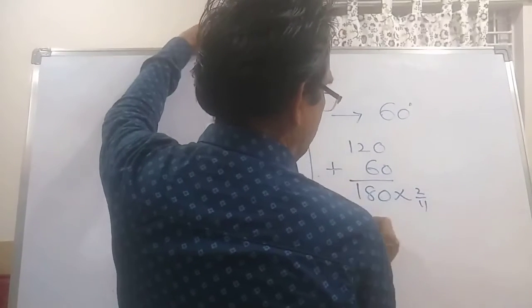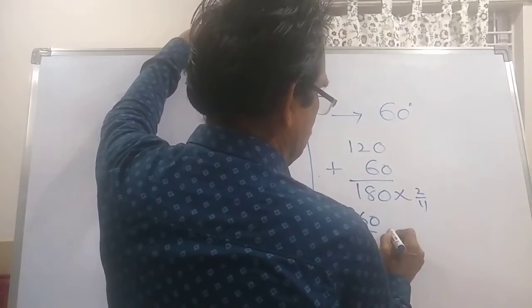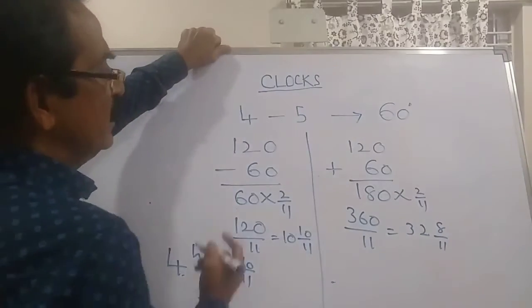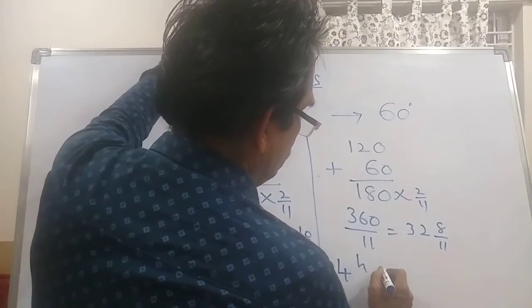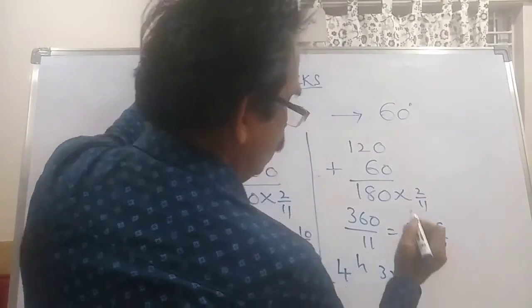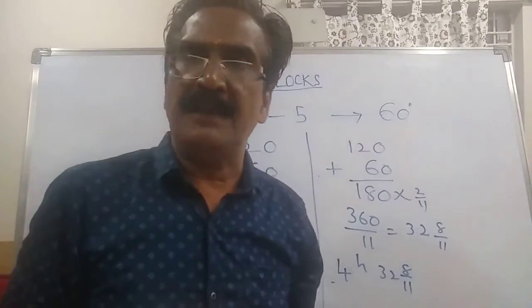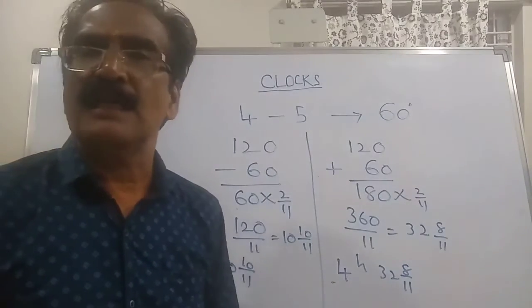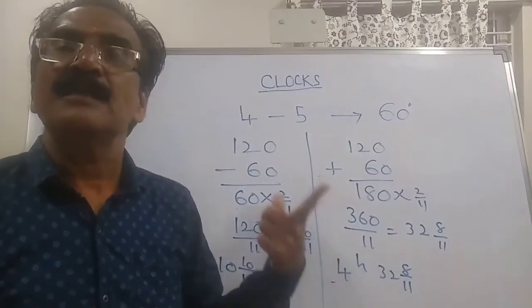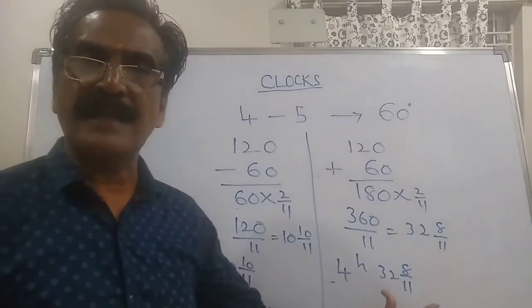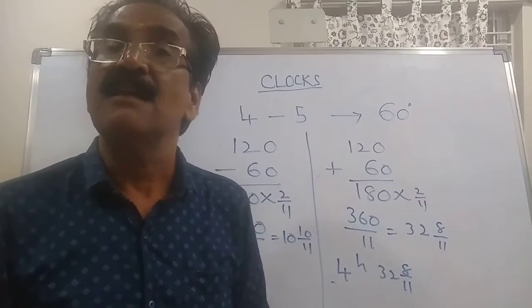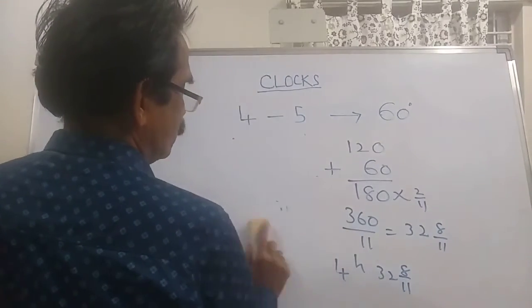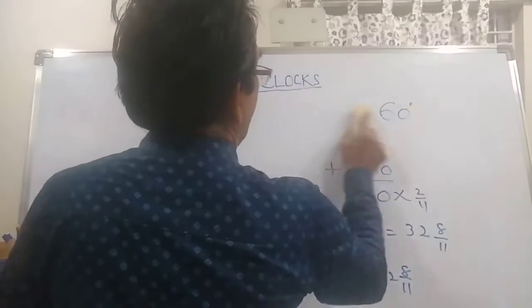And another time, 120 plus 60, that is 180. 180 into 2 by 11, that is 360 by 11. 360 by 11 means 11 3s 33, 30, 11 2s 32, 8 by 11. So 4 hours 32, 8 by 11 minutes. That is 4:32 8 by 11. So at these two timings, the hands are inclined at an angle of 60 degrees, or the angle between the hands at these two timings will be exactly 60 degrees. Okay, friends, let us consider one more example, same thing, so that you will get a broader idea.